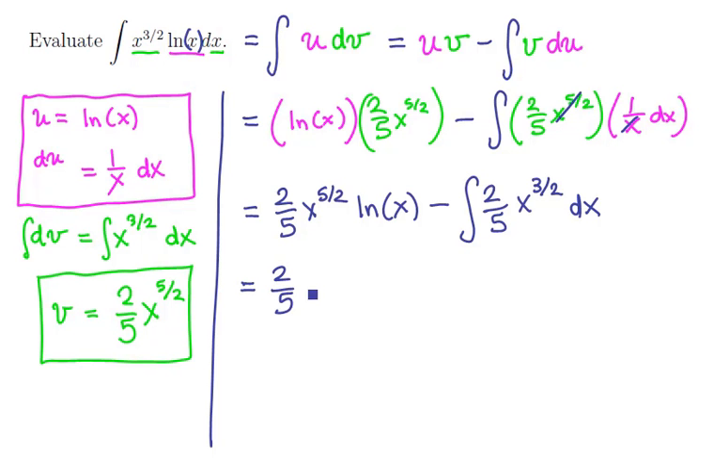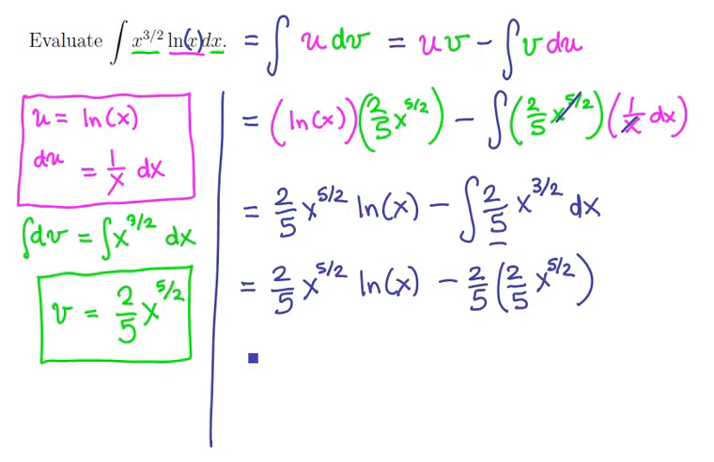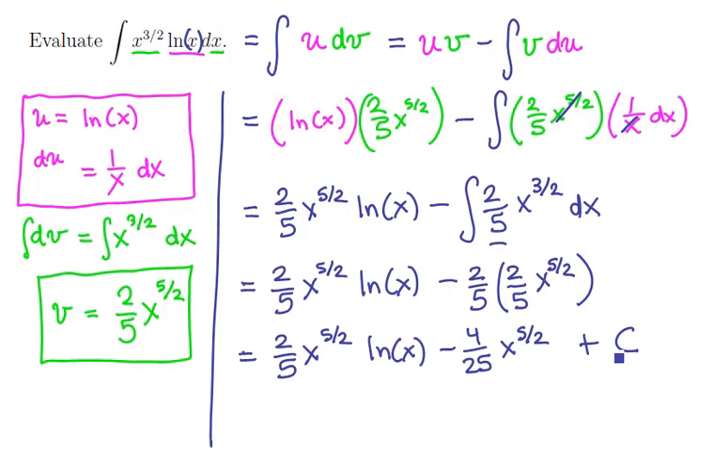So we're going to have a 2 fifths times x to the 5 halves times ln of x from the line above. Take away 2 fifths, the constant comes along for the ride, and the antiderivative here will be, once again, 2 fifths times x to the 5 halves. So we clean this up, we get 2 fifths x to the 5 halves times the natural logarithm of x minus 4/25 x to the 5 halves.